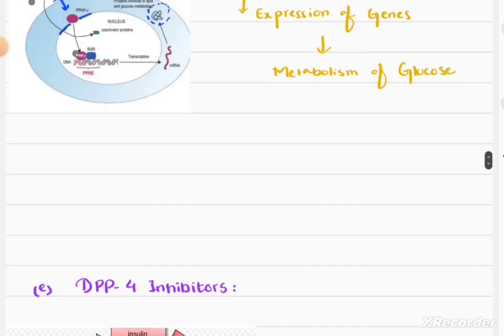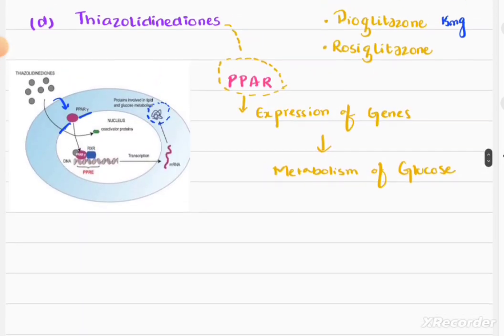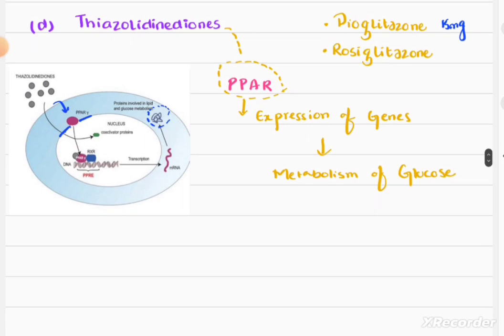Now, they have some adverse effects as well. These drugs are responsible for weight gain, and the weight gain is also associated with the metabolism of glucose, which will result in the formation of fat. It will result in the formation of fat in the adipose tissues. So weight gain is quite common in the patients who are using thiazolidinediones.